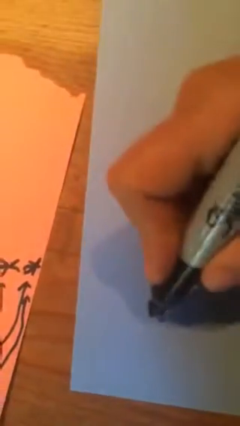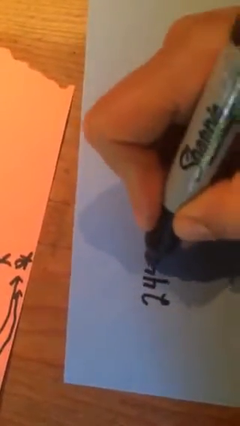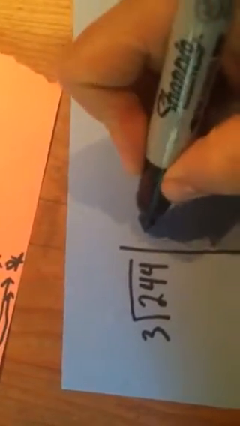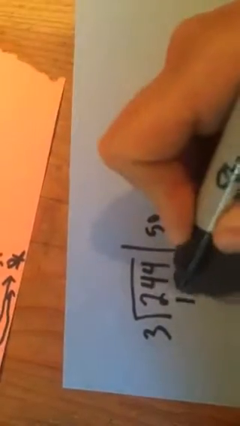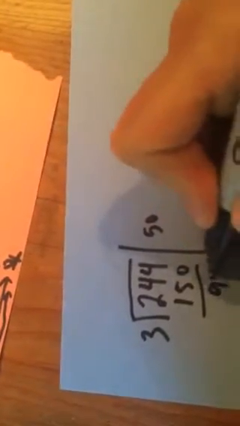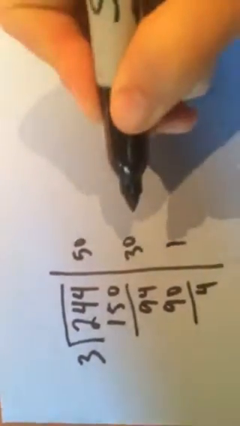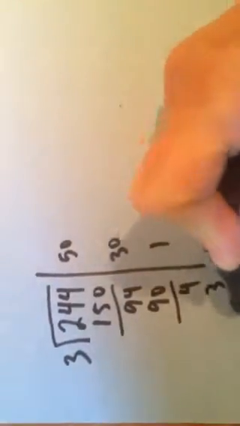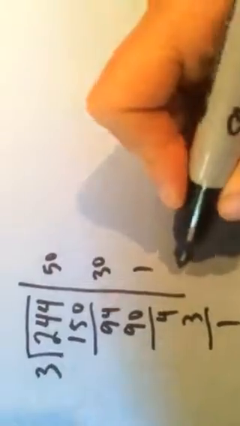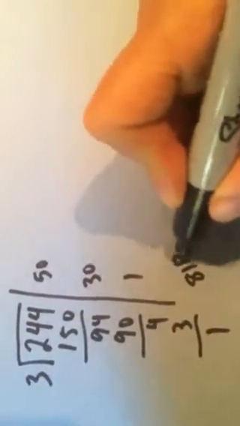So when it doesn't work out so well, let's say it was 244 shared by 3 people. You'll start out the same way. So you might give each person 50. Now you have 94 left. Give each person 30. Now you have 4 left. Now you've given each person 1. You've used 3 and you have 1 left over. So at a certain level of math, you would just say 81 remainder 1.